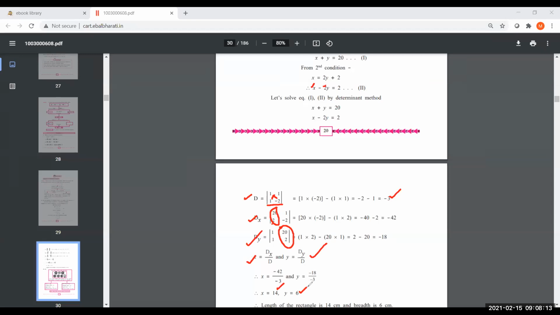Again, one more thing. While solving a word problem, when you write the final answer, since the word problem is asked in words, you have to write the answer in words only. If you just write x equals 14 and y equals 6, the answer is not finished. No. You have to write in words, that the length of the rectangle is 14, whatever unit is given to us, that unit. Length of the rectangle is 14 centimeters and breadth of the rectangle is 6 centimeters. Then your answer will be completed. So it is very easy. Just remember all the basic points here.